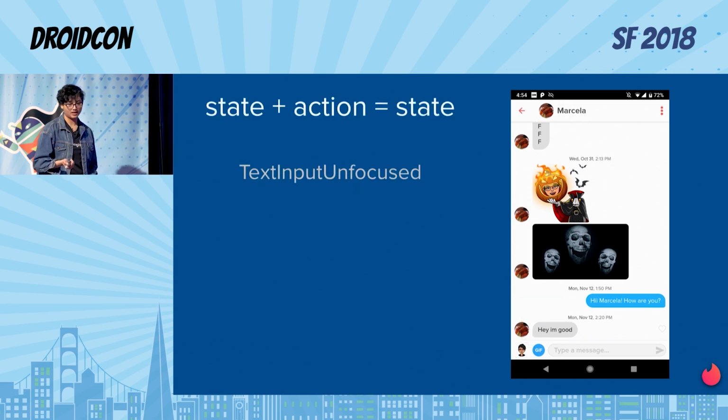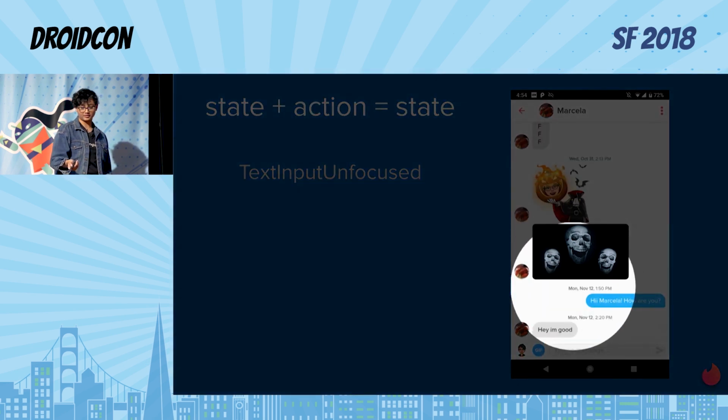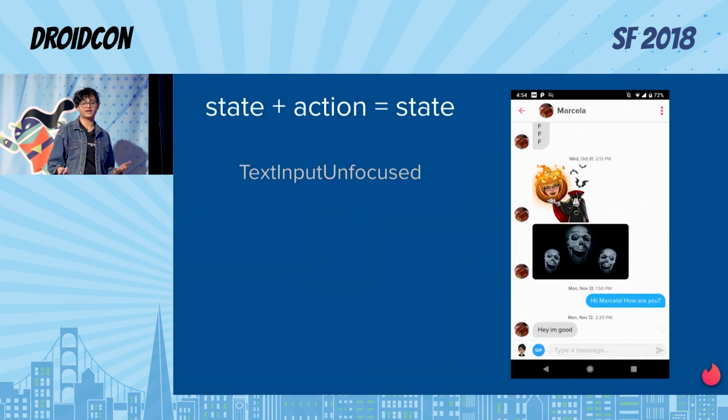All right, so let's take a look at what this current configuration of the screen can be codified as. So keeping in mind the state plus action equals new state, let's call this configuration of the screen text input unfocused. And the reason we would want to choose that specific set of words is because if you were to click on the edit text right here, you would then be able to type in a message and send it to the other user. So it's text input, but in this case, it's unfocused.